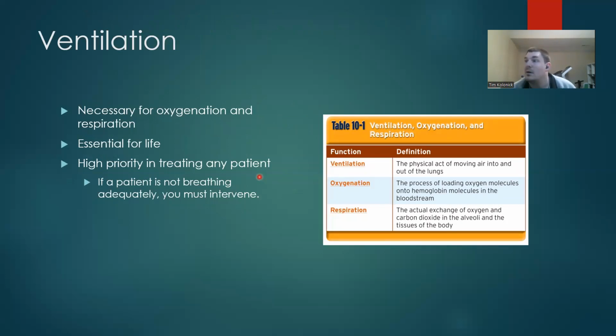So your active breathing is broken up into three separate aspects, right? We call it ventilation, oxygenation, and respiration. All are necessary for life, and we've got to make sure that we maintain that. So ventilation, right? That's that physical act of moving air in and out of the lungs. Broken down into two, inhalation and exhalation.